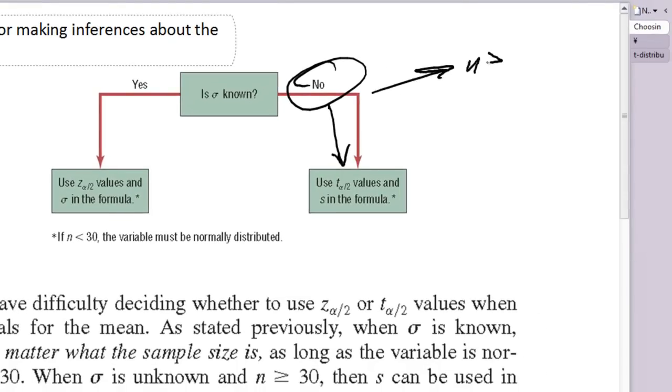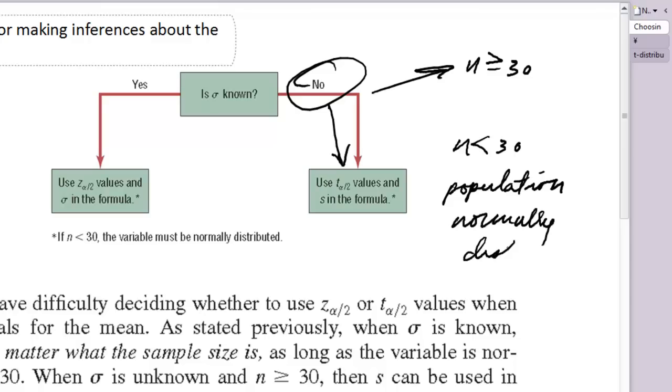If n is greater than or equal to 30 and sigma's not known, you can still get away with using z because of the central limit theorem. And if n is less than 30, you can only use t if the population is normally distributed. So that's what we talked about in another video. So population normally distributed. But what is a t-distribution?